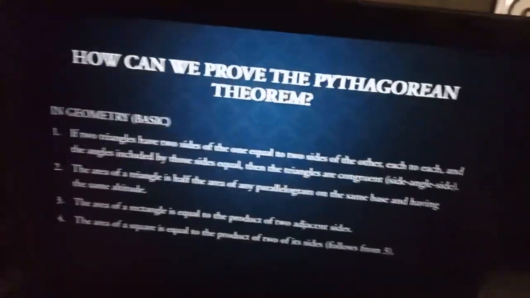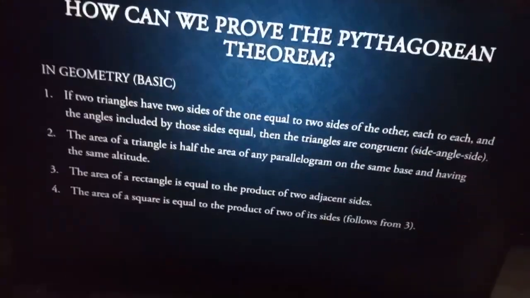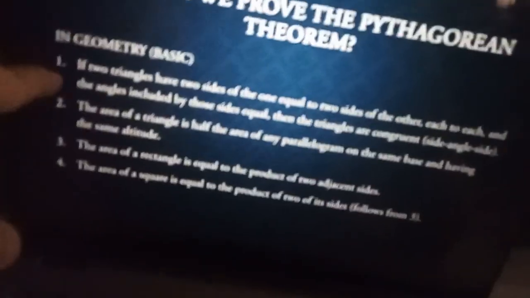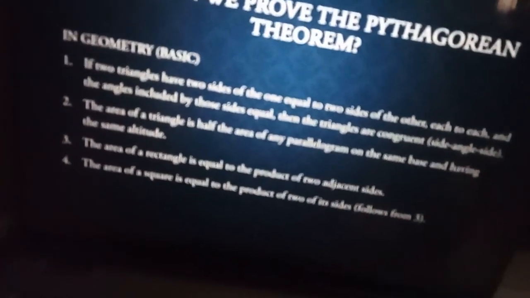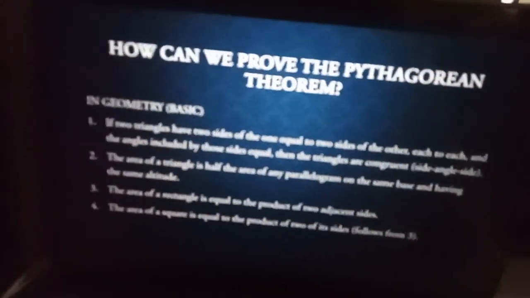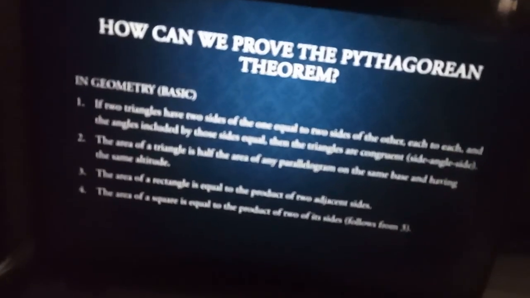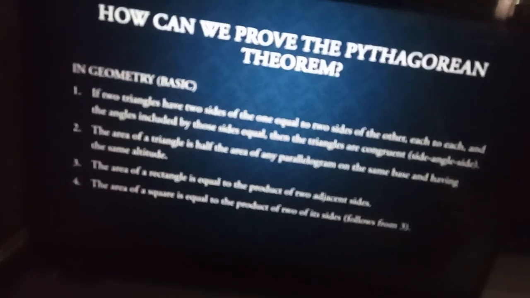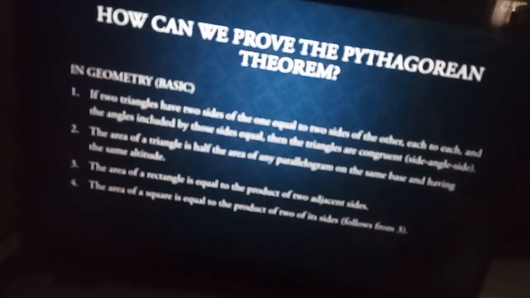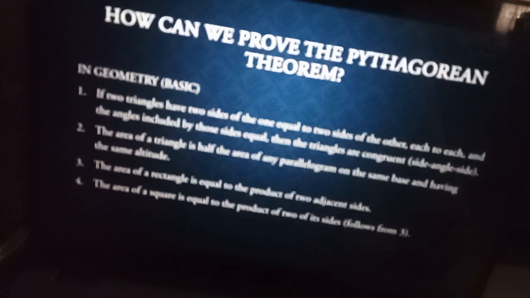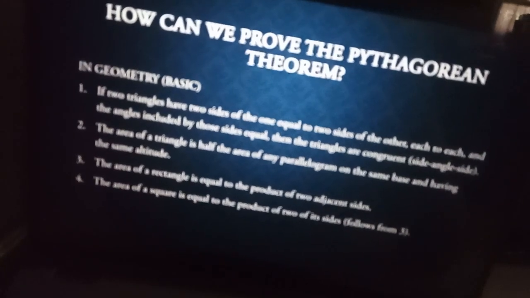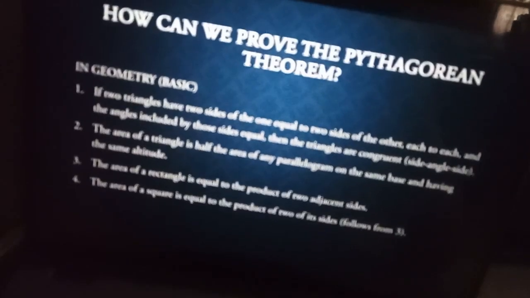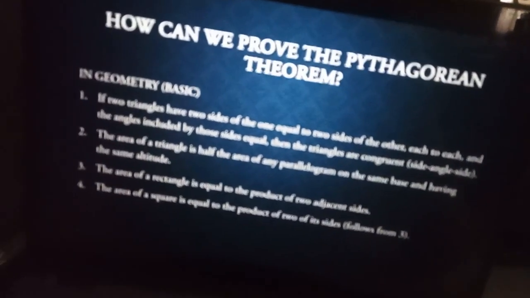Now, how can we prove the Pythagorean theorem? Here's a simple way. This is very basic. If two triangles have two sides of the one equal to two sides of the other, each to each, and the angles included by those sides are equal, then the triangles are congruent.